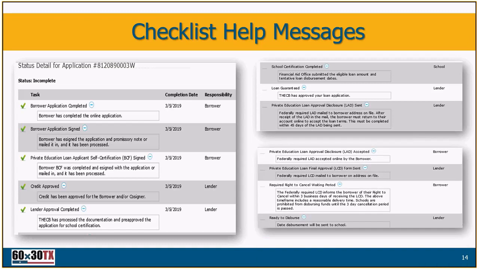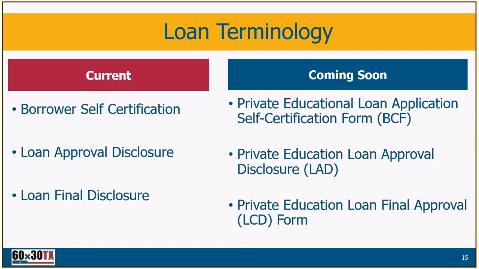So for example, it actually says now private education loan approval disclosure, which is that LAD I mentioned. Before it said consummation disclosure, but the form is called the private education loan final approval, or LCD. So again, you'll notice those differences. So the loan terminology, again, currently on the checklist or what we have out there, for example, it'll say borrower self-certification. Those have been improved terminology-wise so that they are the actual name of the form. So those are just some examples I wanted to show y'all.